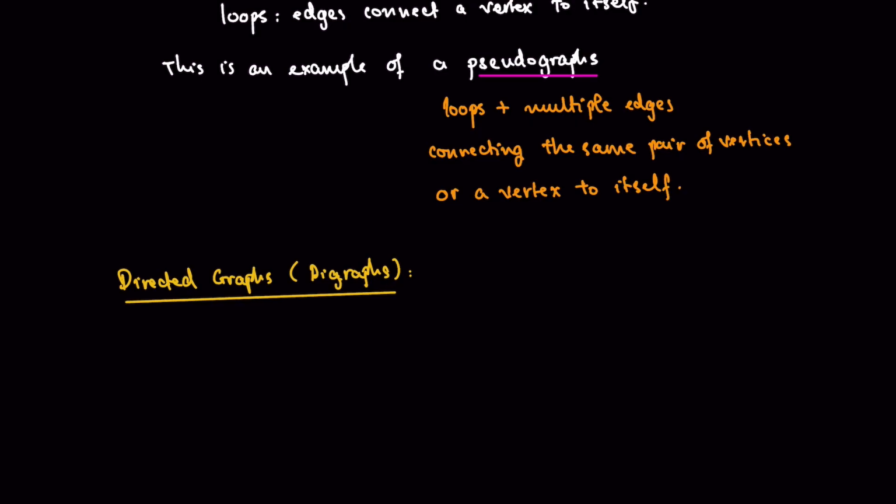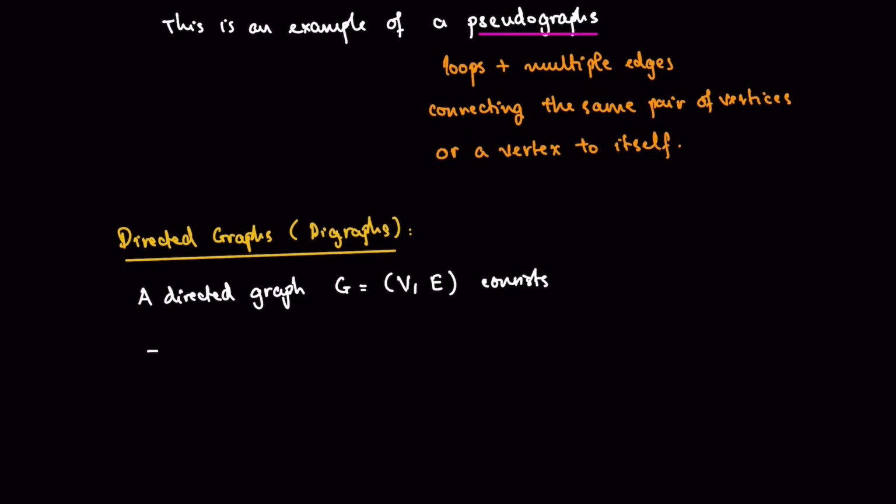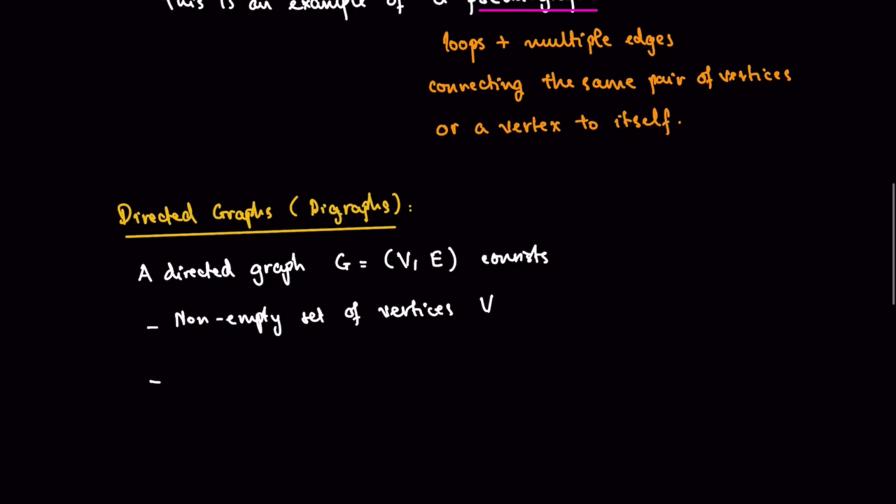So the definition is very similar to the definition of a graph. Right? So a directed graph, of course, still consists of G equal to (V, E), and this consists of a non-empty set of vertices V and a set of directed edges.